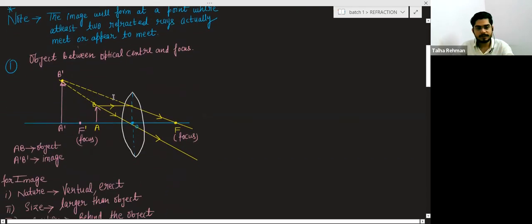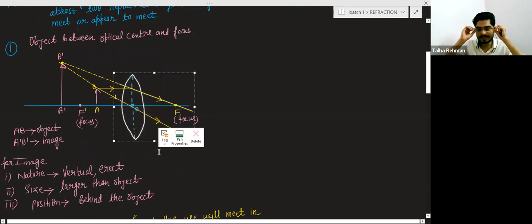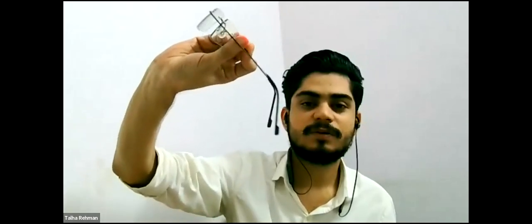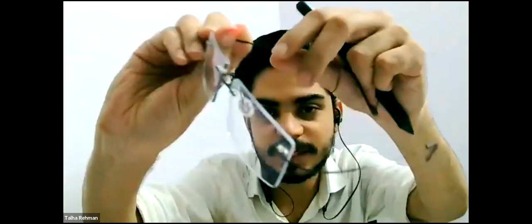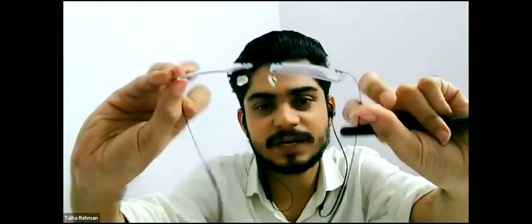So the first case I have discussed. Suppose you have the convex lens, and if you don't know what a lens is, this is the lens. All of you can see, a lens looks like this. In opticals, we use lenses. Lenses are like this. In real life, lenses are like this.